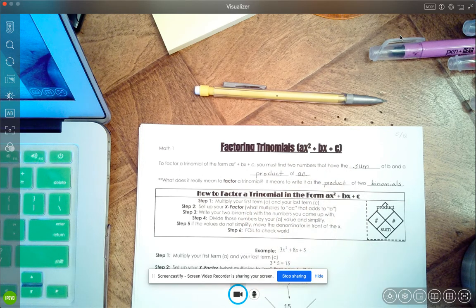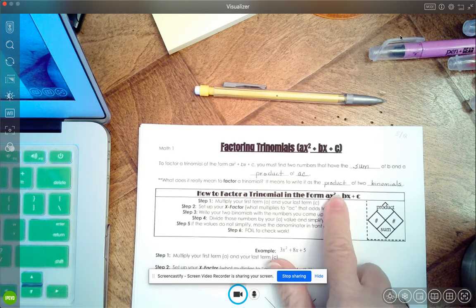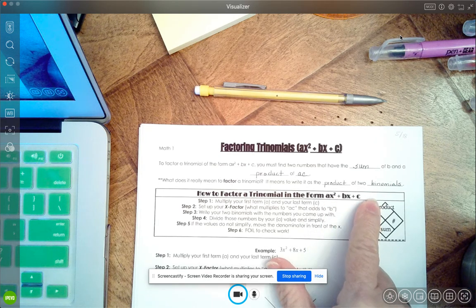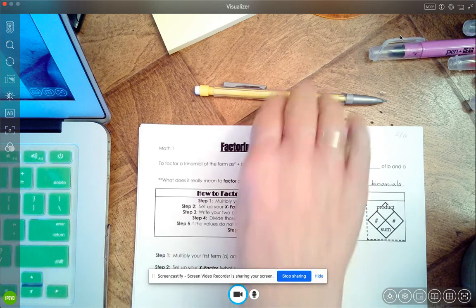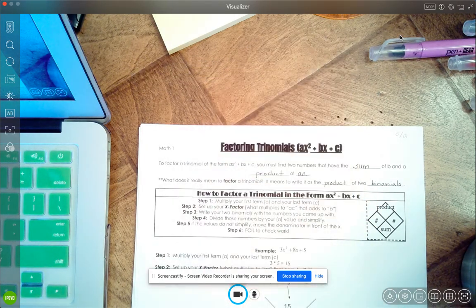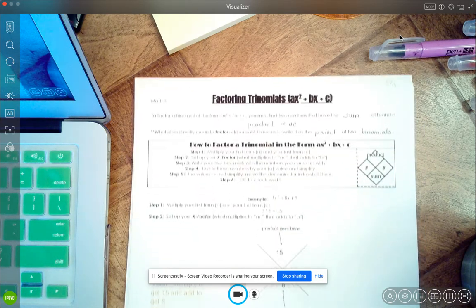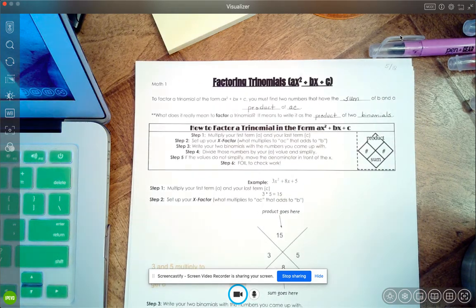What does it really mean to factor a trinomial? It means that we're going to write the product of two binomials. So let's get started. This first sheet that you have right here is only a note sheet. There's nothing to do on this sheet. It's for you to look at and review if you need to later on.